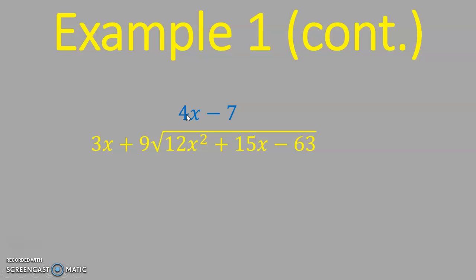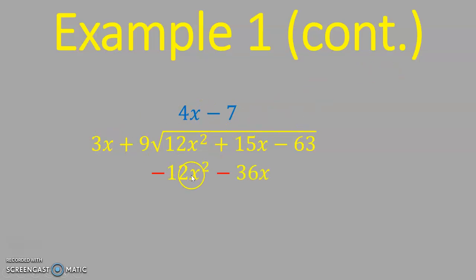So step 1 is to divide. Step 2 is to multiply what you just got, 4x times the entire divisor. So 4x times 3x is 12x squared, and 4x times 9 is 36x. But step 3 says to subtract, so we're going to need to change those signs. Let's go ahead and look at that.